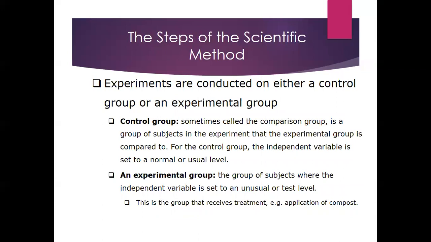So continuing, experiments are conducted on either control groups or an experimental group. Think about, for example, what they do in medical studies. They will have a control group, and then they will have the experimental group. The control group is essentially the group against which you are measuring the normal. So they would give, let's say, a placebo to that control group. And then the experimental group, this is where they will change the variable and they will get the medicine.